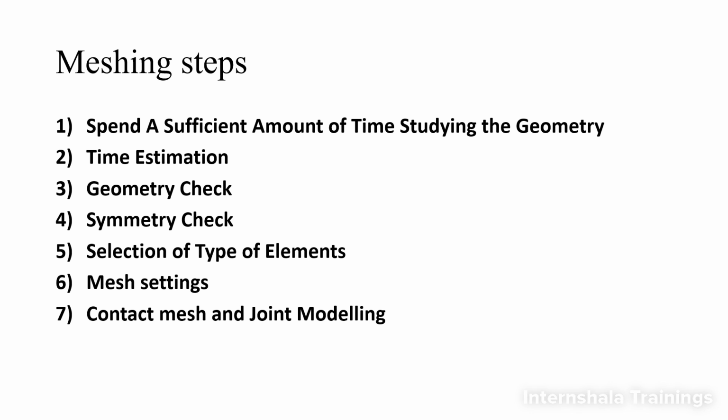So there are a number of mesh settings, like selection of edge length, selection of different types of elements, different types of methods to mesh the geometry, and a lot of other settings. You need to master all those settings, and you need to select all of them. And once you have selected all those things, the final thing is you need to select the contact meshes, and you need to model the joints. And once you have done all these things, you can generate the mesh. So these are some of the steps that are followed in the industry while performing a mesh. And once you are satisfied with all these steps, you can just generate the mesh and send it to the FEA engineer.